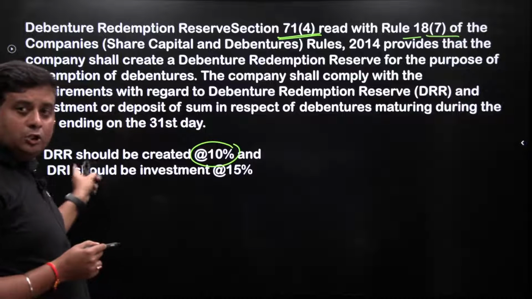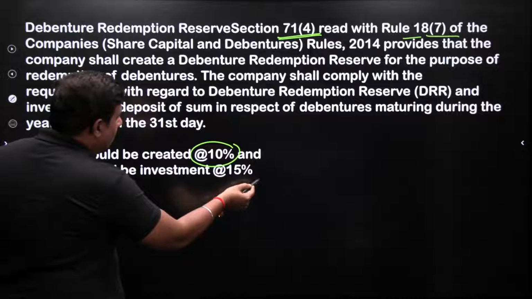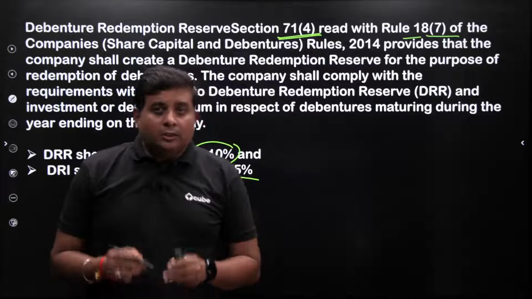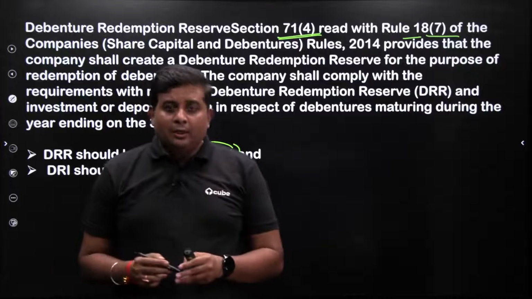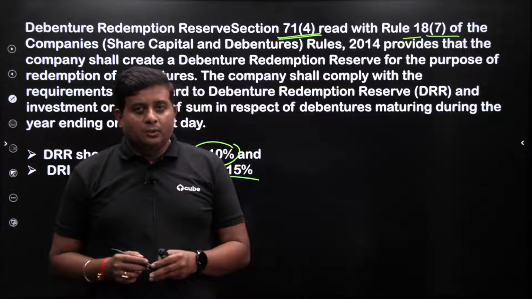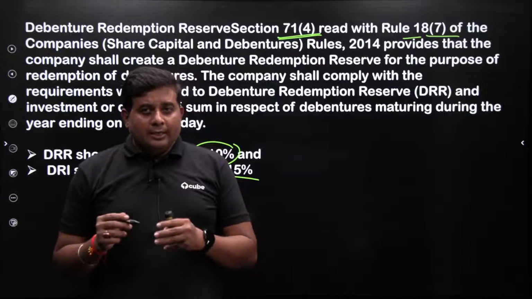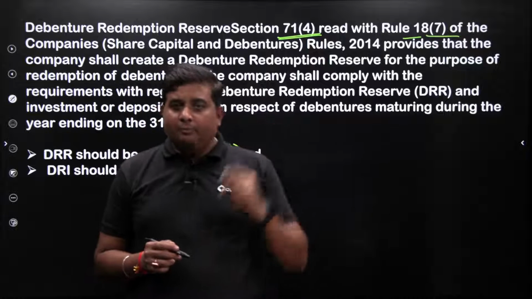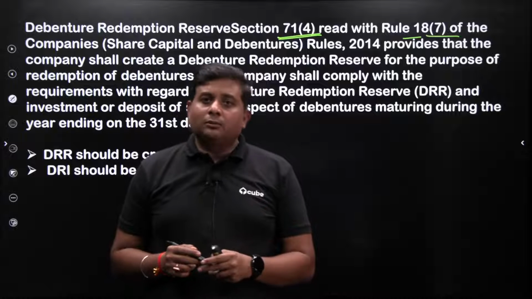The meaning of DRI is debenture redemption investment. DRR stands for debenture redemption reserve. So it is being created at the rate of 15%. DRR can be created on the 30th day of April before the date of maturity. DRR can be created at the rate of 10% per annum before the date of maturity, and this is being created as on 30th April.